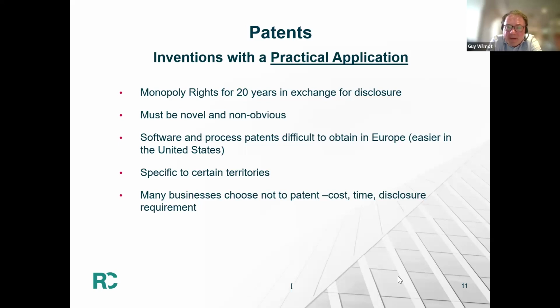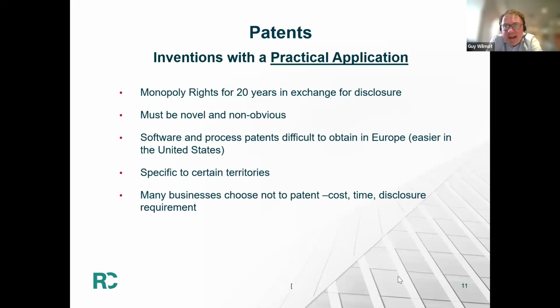It is possible to get them, but it is difficult. Patents are also specific to given territories, just like registered design rights and trademarks. There is a European patent application, but other than that, you're going to have to apply in each territory separately. So, for all of those reasons, many businesses decide not to pursue patent protection.